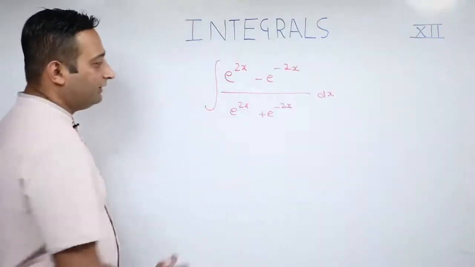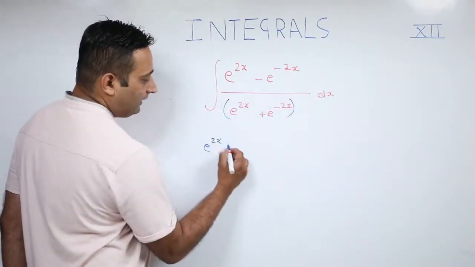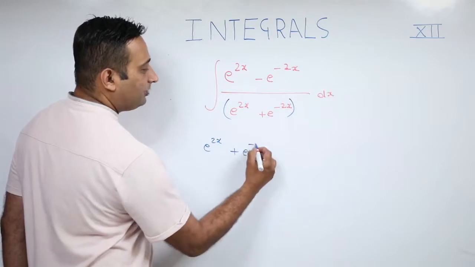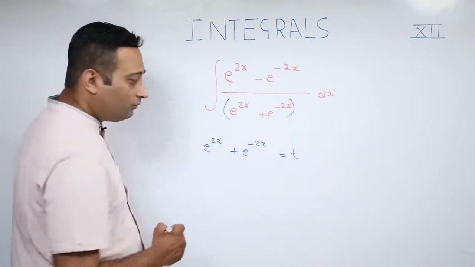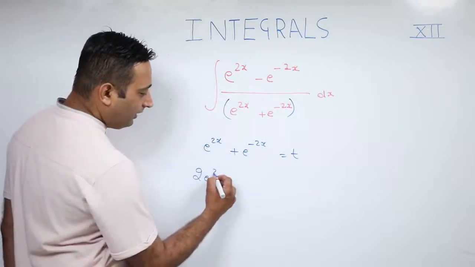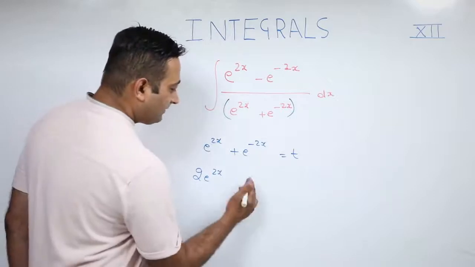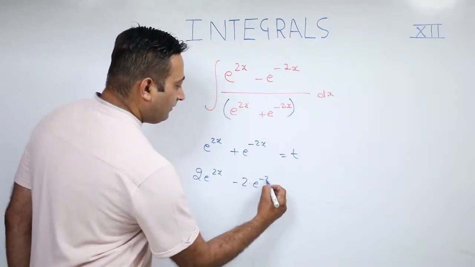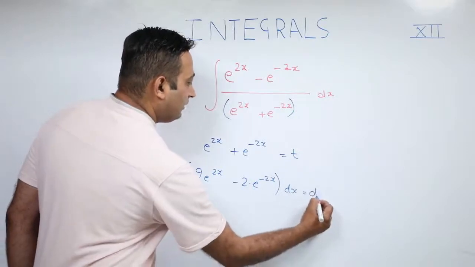In this question, we'll consider to put the denominator as t, e raised to the power 2x plus e raised to the power minus 2x is equal to t. Now the derivative of e raised to the power 2x is 2 e raised to the power 2x and the derivative of e raised to the power minus 2x is minus 2 e raised to the power minus 2x using chain rule. So this dx is equal to dt.